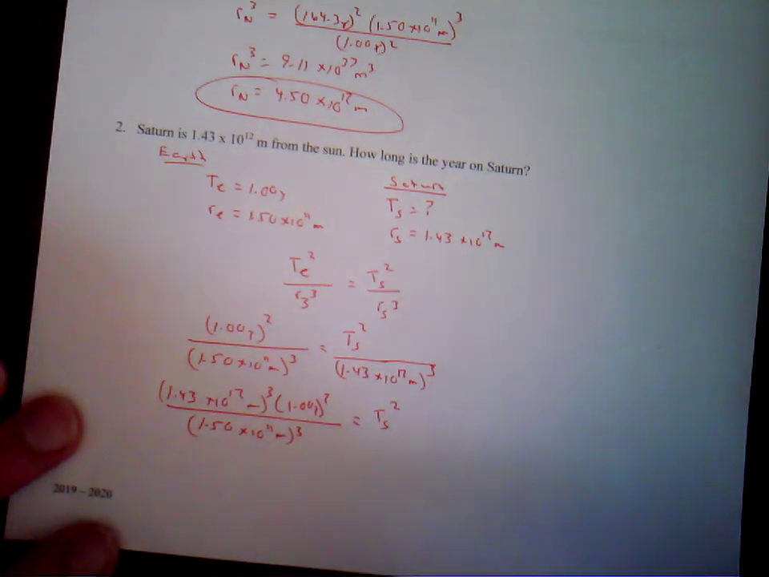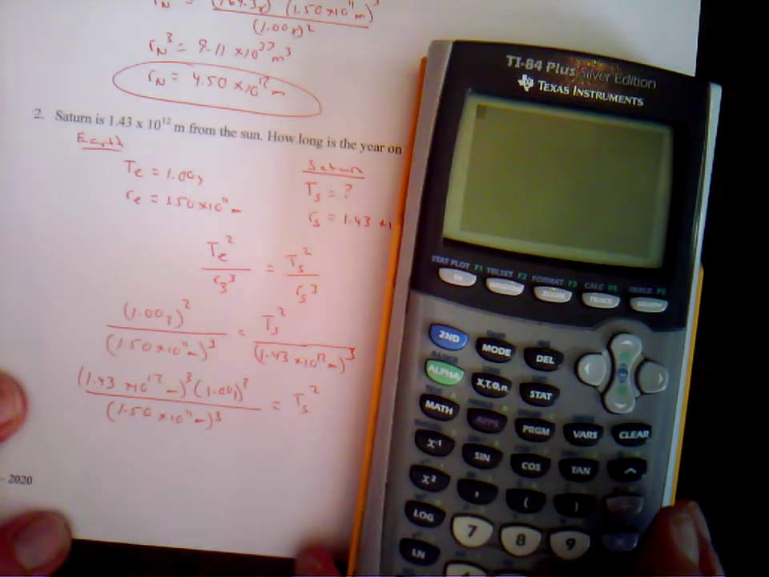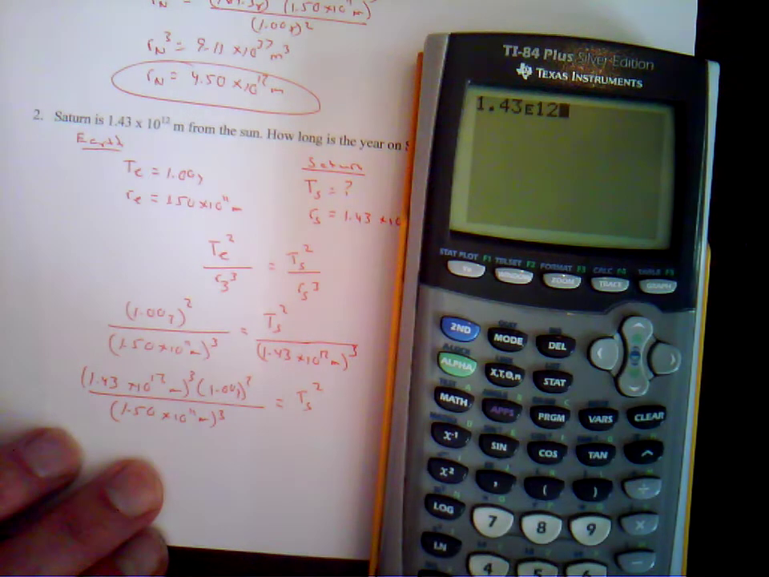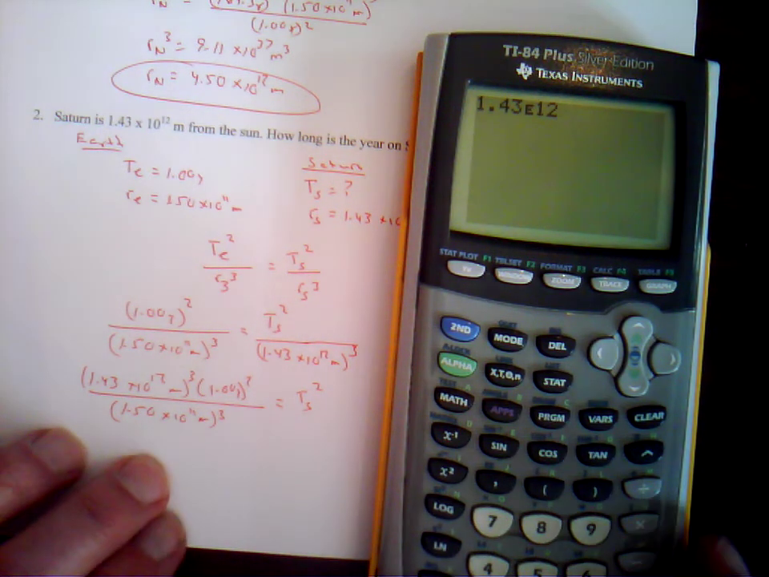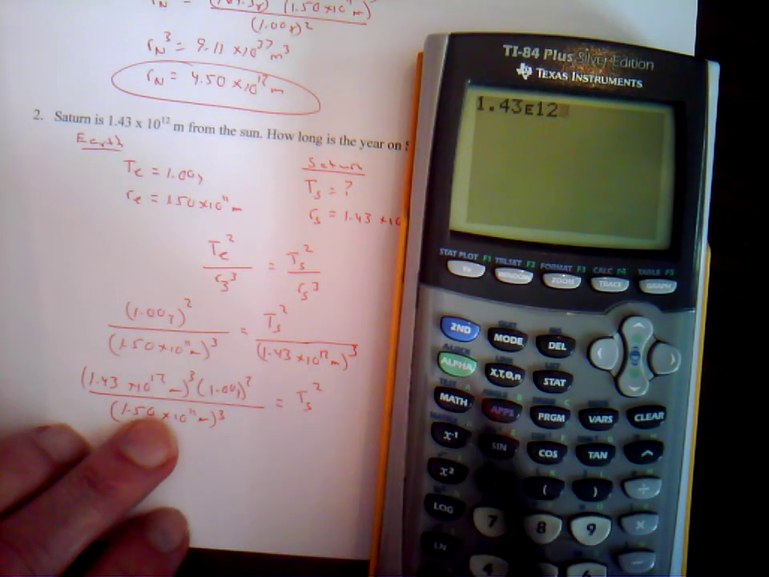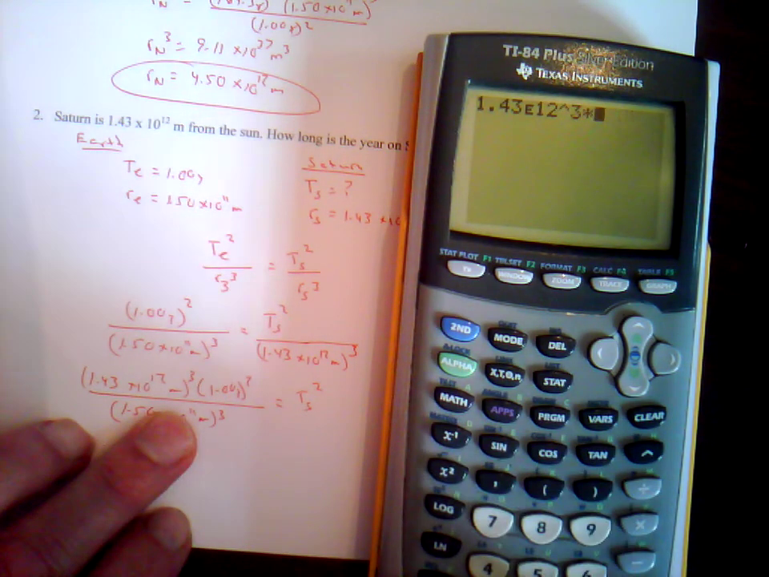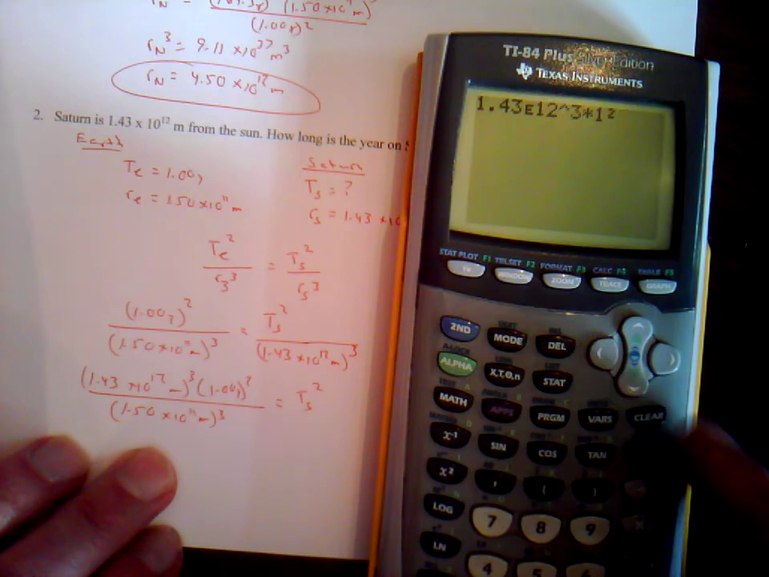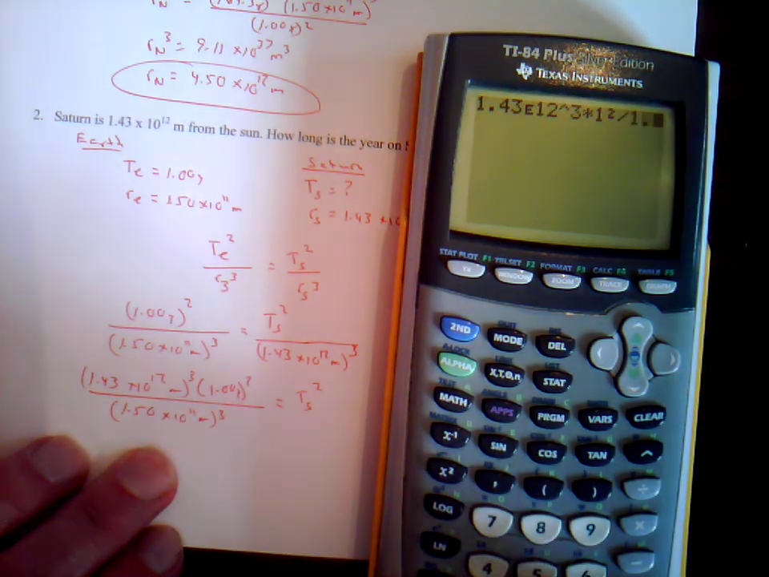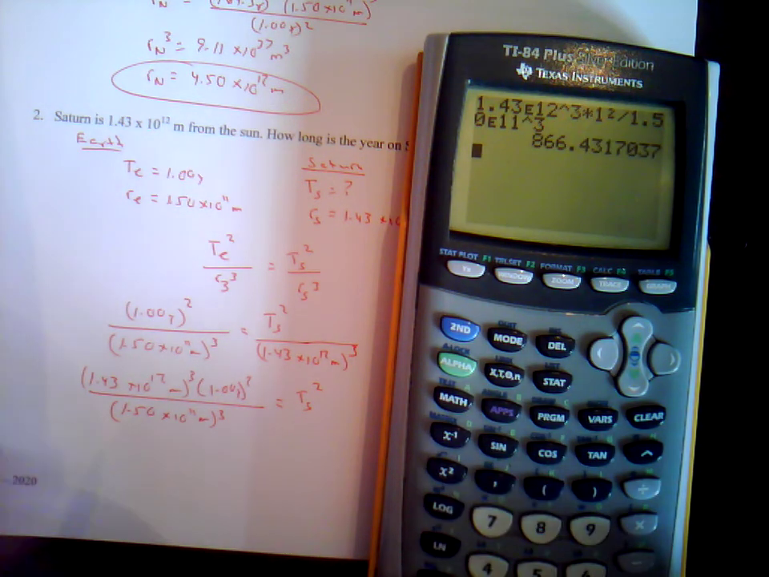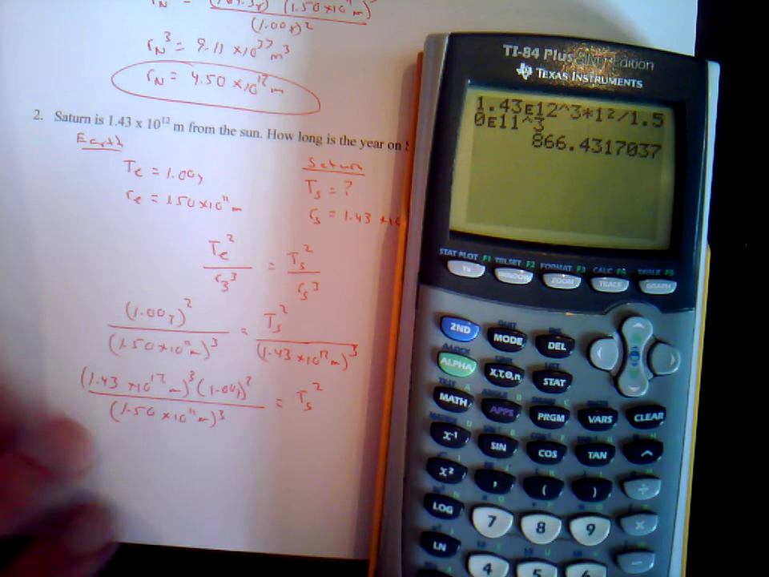So we multiply all this out. Let's see what we get. Let me show you on my calculator again. I'm going to take 1.43 times 10 to the 12th. Make sure you put in scientific notation. Don't press the times sign and then 12, it doesn't work. You put 1.43 EE 12. You have to cube that, so put a caret 3, times 1 squared. 1 squared is 1, so we don't have to do that. And then divided by 1.50 times 10 to the 11th, and this is cubed. And we get 866.4.